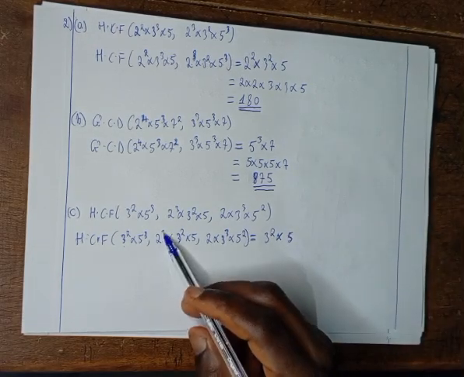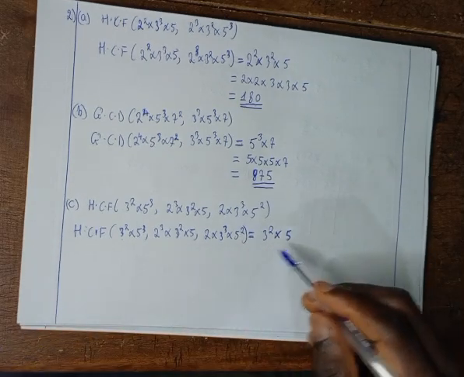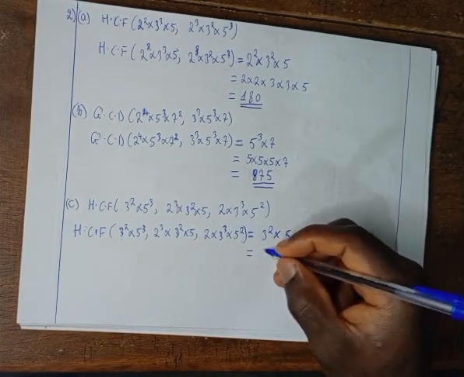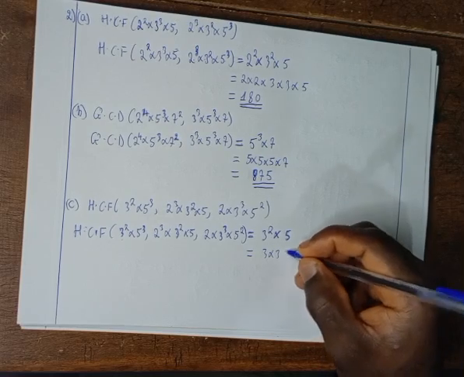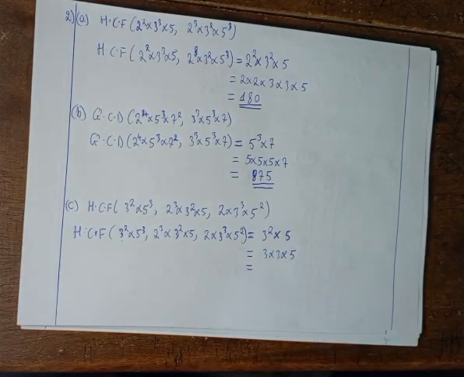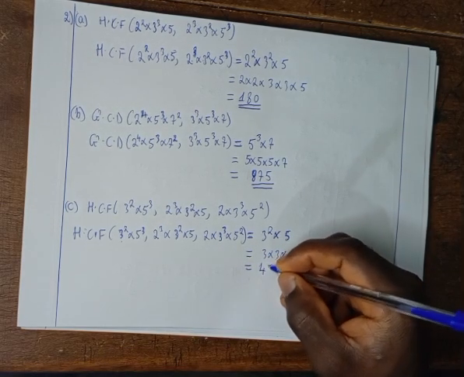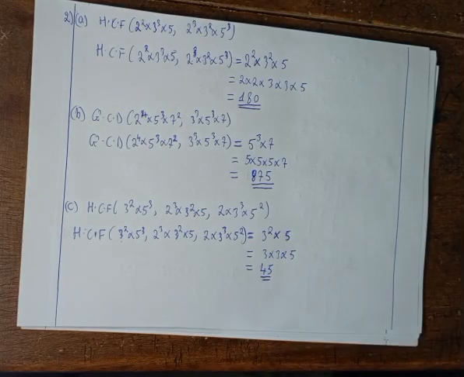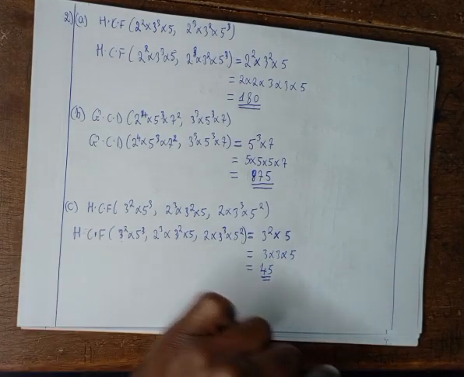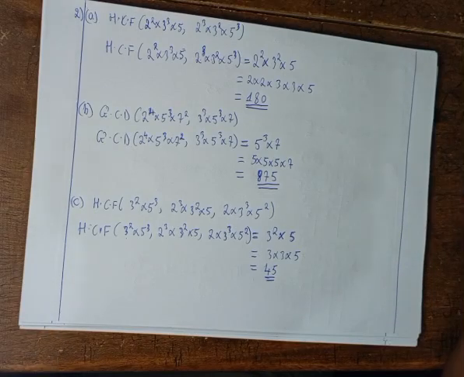Next, there is 2 here. There is no 2 here. There is 2 here. So we end at this level. This will simply be equal to 3 times 3 times 5, which will simply be equal to 3 times 3 gives us 9. 9 times 5 gives us 45. 45 is the H.C.F of the three numbers. We are done with the correction of the exercise for application.